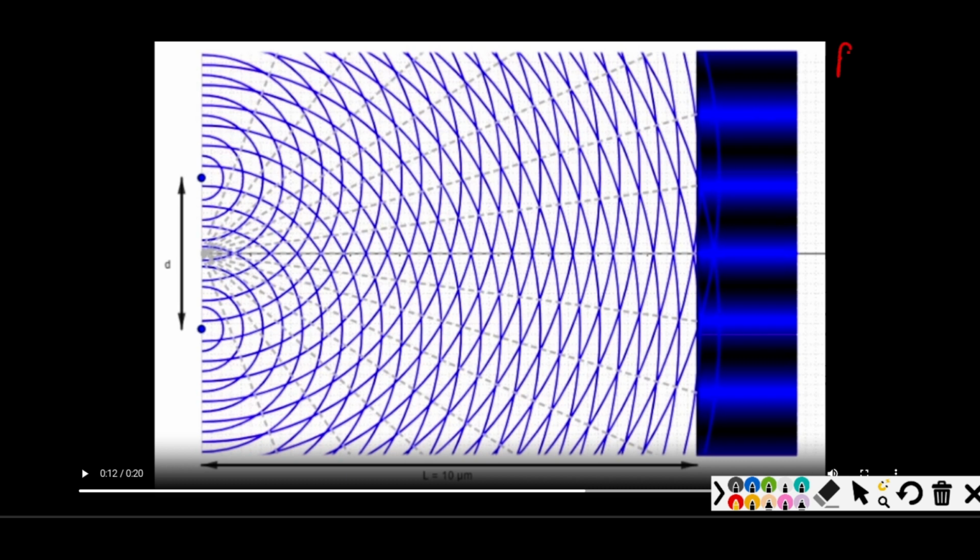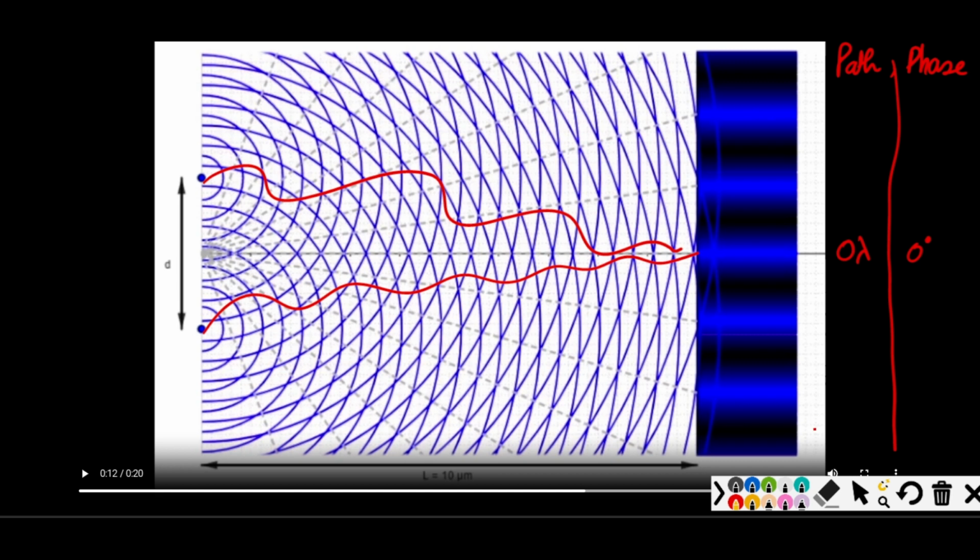First, I'm going to write down the path differences, and then I'm going to write down the phase differences. Be advised that this is going to be a methodic way of doing this. So the center one is going to have a path difference of 0 lambda and a phase difference of 0 degrees. Because waves from both sources, when they come to this point, have no difference among them, and they create a constructive interference pattern at this point.